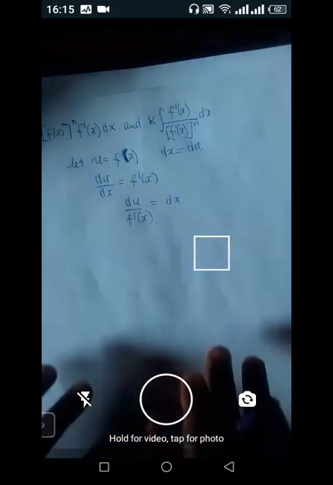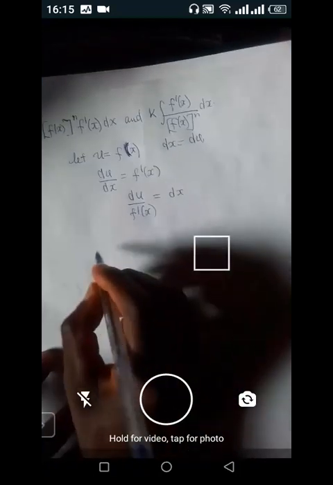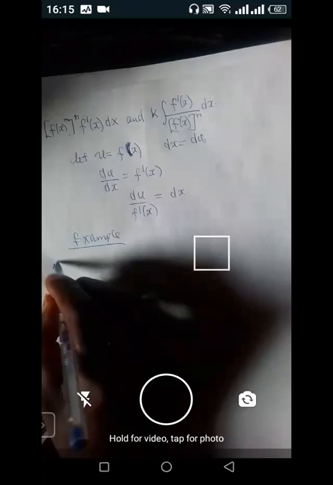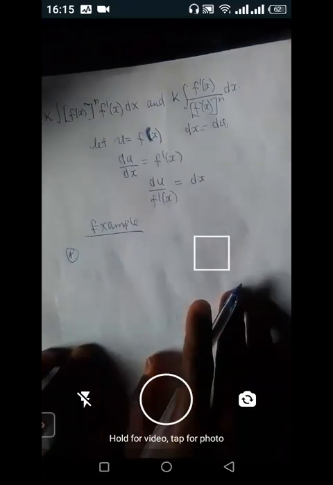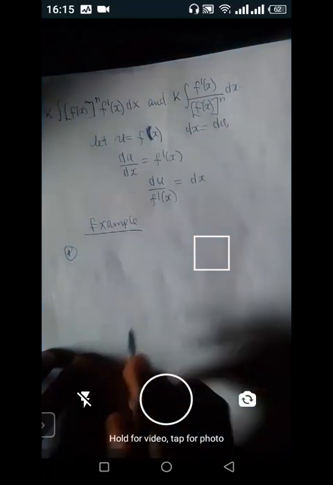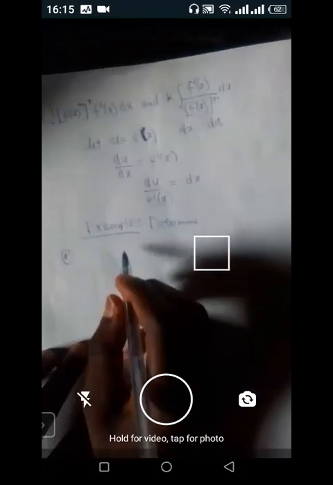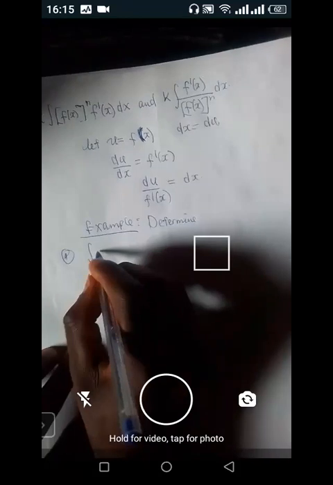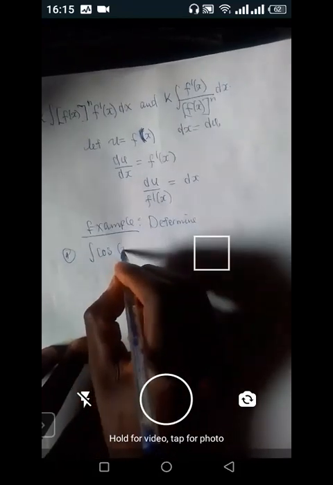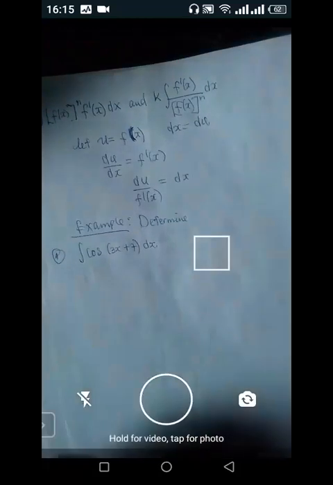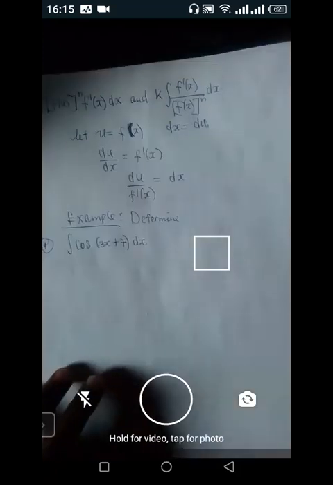Okay, let's understand this with an example. Example 1: determine the integral of cos of 3x plus 7 dx.